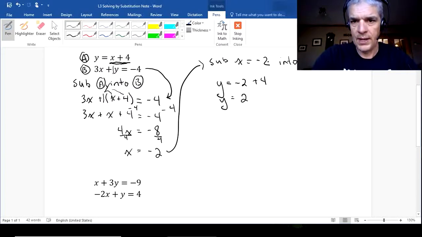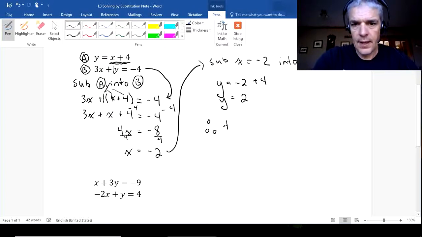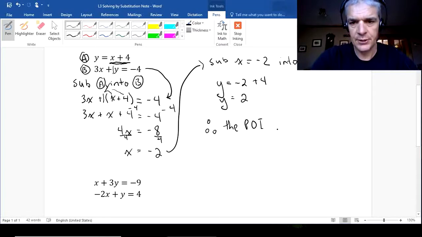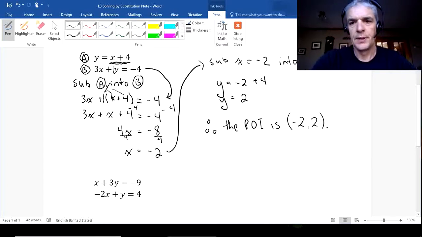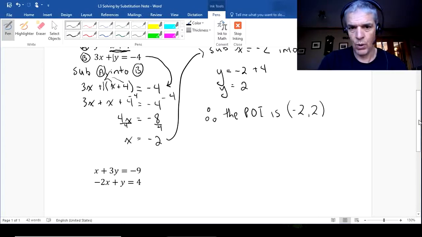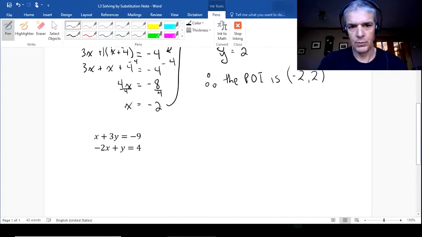Now I have my point. I have my x value of minus 2, my y value of positive 2. So I write my therefore statement. Therefore, the POI, point of intersection, because remember, anytime we're solving linear systems, that's what we're looking for, is a point: minus 2 and 2. And we're all done. Question finished. Substitution really works slick when you have one that is slope-intercept and one that is standard form. Really like it for that.